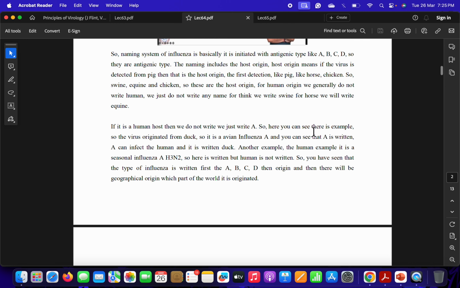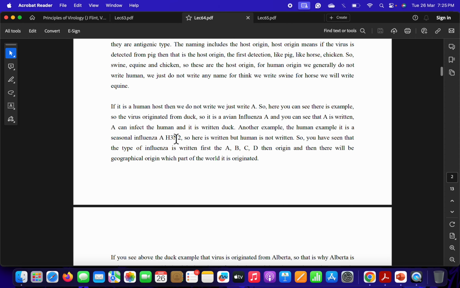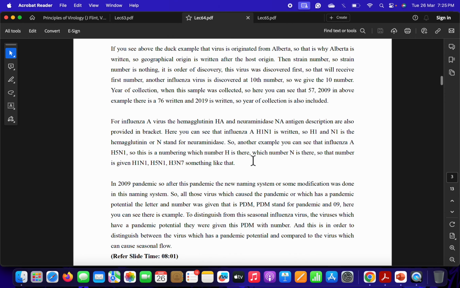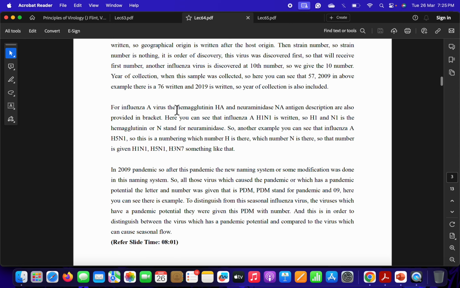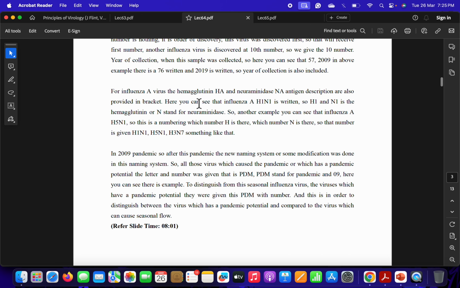Here you can see an example. A virus originating from duck is called avian influenza A, and you can see A is written as capital A, it can infect humans, and it's written duck. Another example is a human one, seasonal influenza A, H3N2. For influenza A virus, the hemagglutinin HA and neuraminidase NA antigen descriptions are also provided in brackets. Here you can see influenza A H1N1 is written. H1 and N1: H is hemagglutinin, and N stands for neuraminidase.